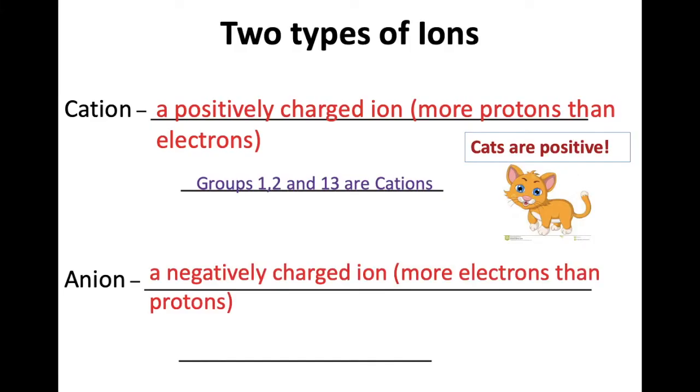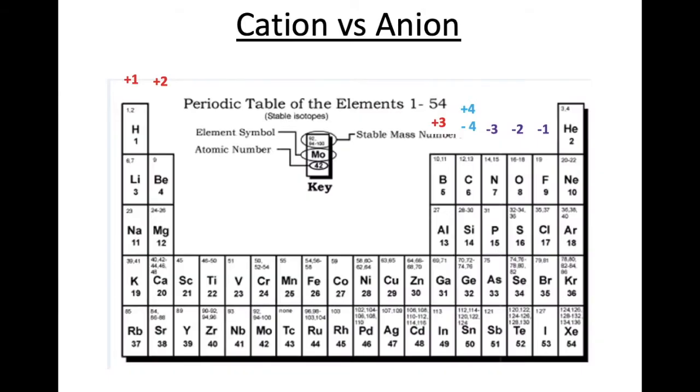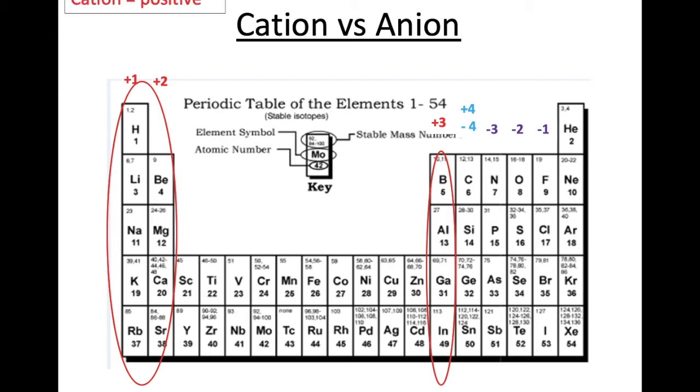An anion is a negatively charged ion, which means that chemically it has more electrons than protons. We see this in groups 15, 16, and 17. So you should take out your colored periodic table. Pause if you have to look around for it. You already have the oxidation numbers filled out. So let's look at which of these are cations and anions. Groups 1, 2, and 13 are all positive. They have more protons than electrons, so these are cations.